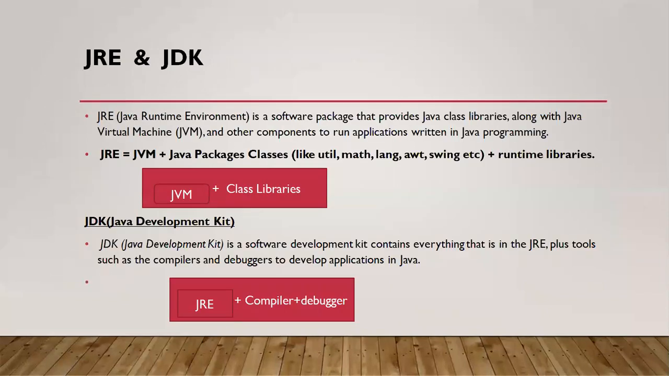Coming to the next slide, we have JRE and JDK. What is JRE? JRE means Java Runtime Environment. It is a software package that provides Java class libraries along with the Java virtual machine. If you look at this diagram, assume this total diagram is a JRE.